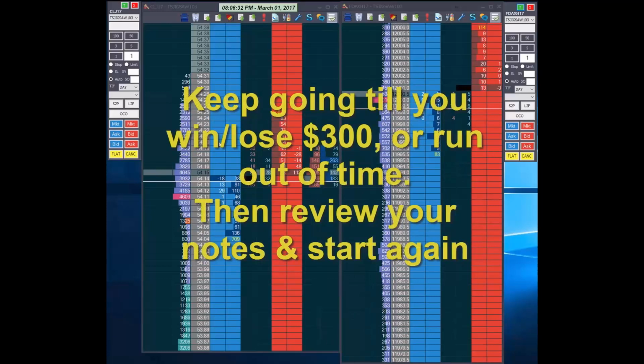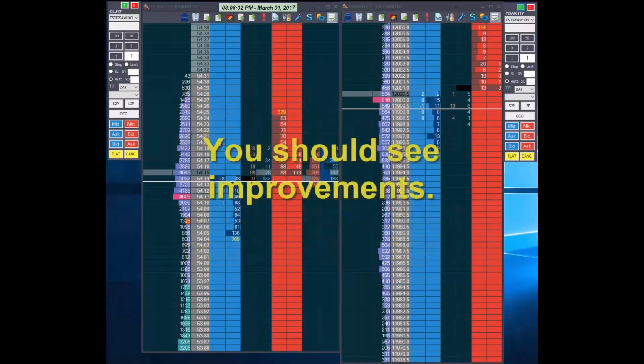Now this drill is over when you reach $300 profit or loss, or you run out of time. On a thicker market like the Euro Stoxx, that could possibly take you all day. On a thinner market like crude, it could take you just a few hours. Once you hit your profit and loss target, assess your performance, think about the lessons learned, and then start again. And you should actually see improvement as you carry on. So let's look at a few trades.